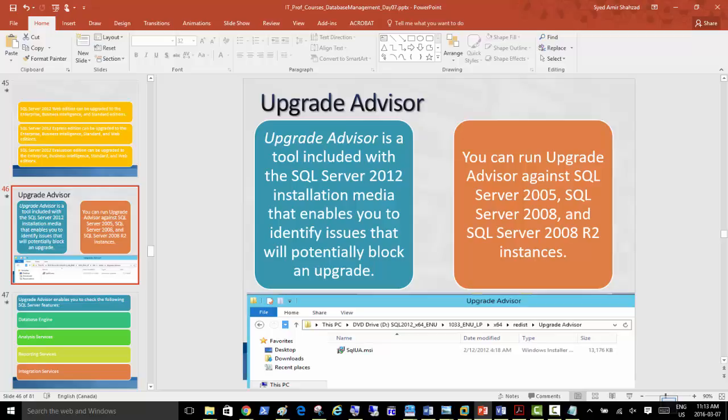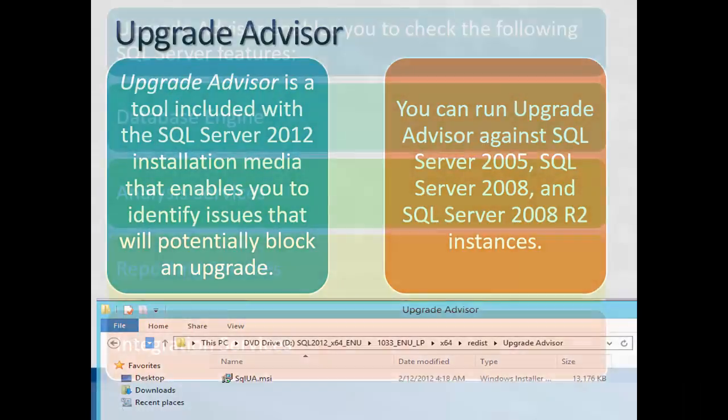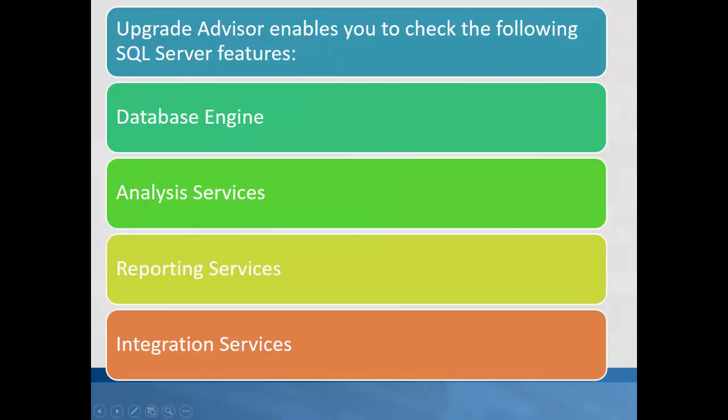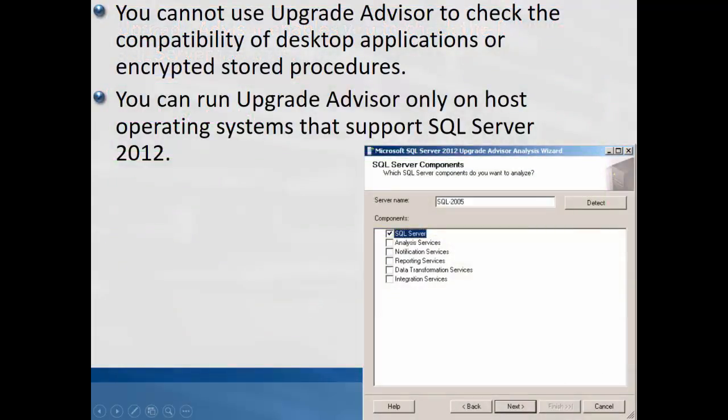So Upgrade Advisor, then go ahead, enables you to check the following SQL Server features: database engine, analysis services, reporting services, and integration services for the older version or on the source. And that's what we just saw here, that if it detects that it's a SQL 2005, it's going to go ahead and tell us what you need further to start the upgrade.